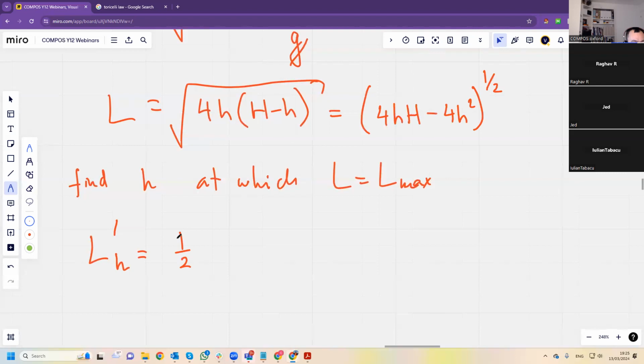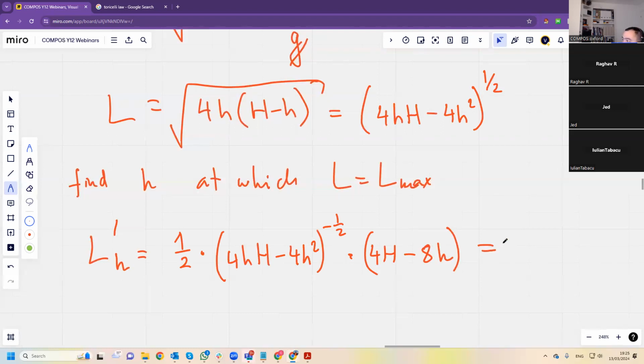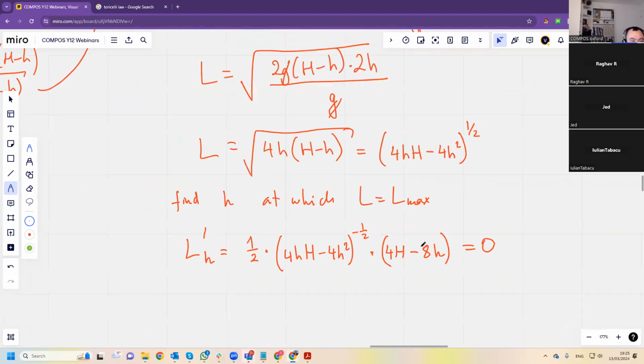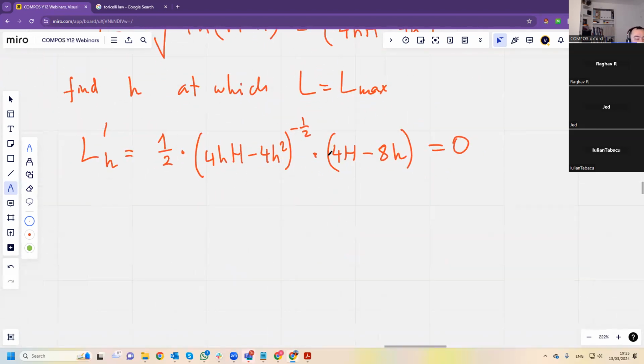There's going to be 1/2 multiplied by 4h minus 4h squared to the power minus 1/2, multiplied by 4h minus 8h, and that has to equal 0. The derivative, when it's max, has to equal 0. Now this cannot be equal to 0, and that means that 4h is equal to 8h. So it turns out that h is h over 2. Interesting.